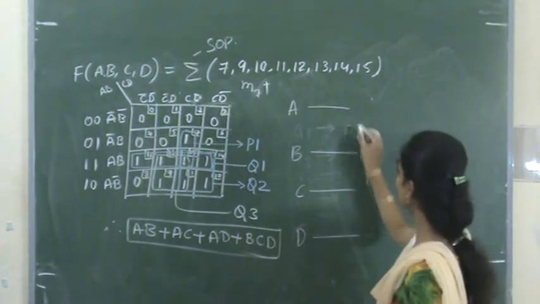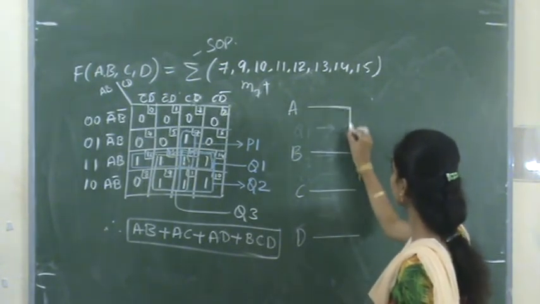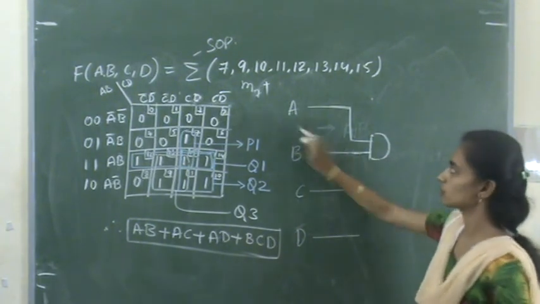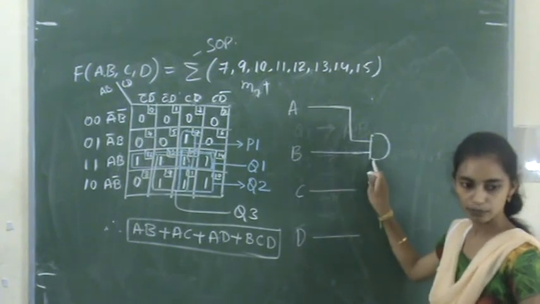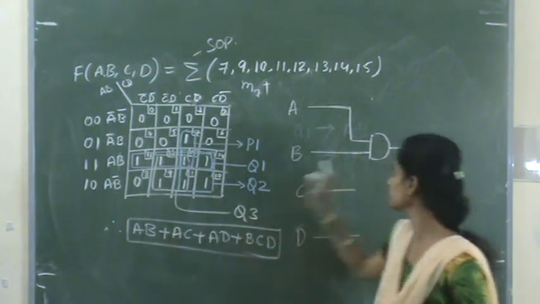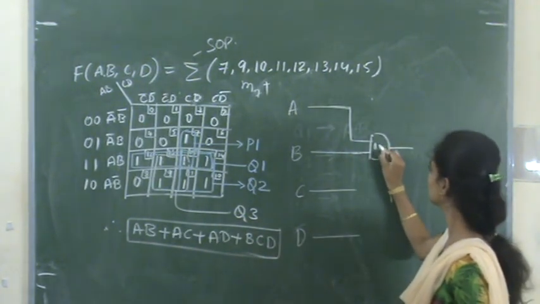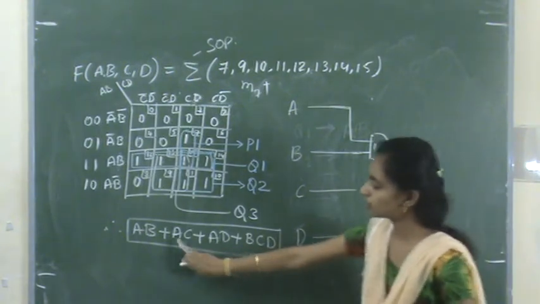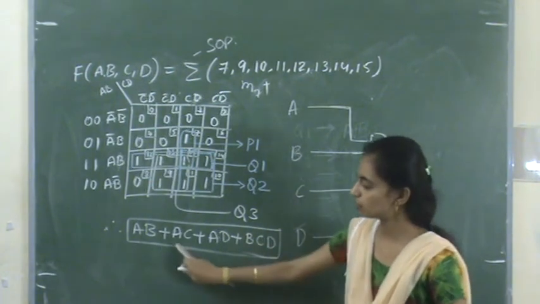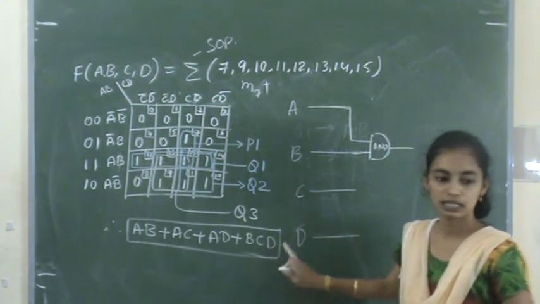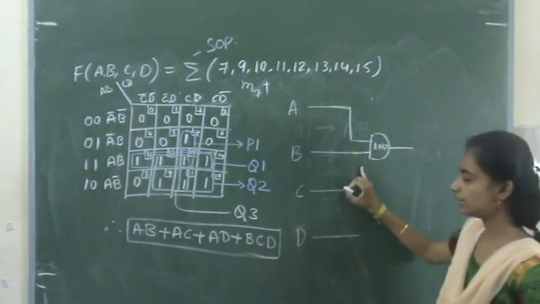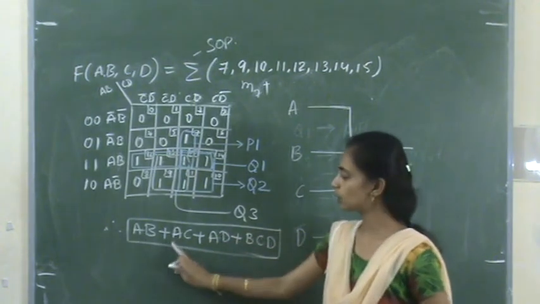Now I am combining A and B with this AND gate. I am taking the A input and the B input, and performing the AND operation. After that, A and C. I will go for the plus later. Right now I am just writing the logic diagram for the min terms. So I completed AB. This AB is completed. Now AC.